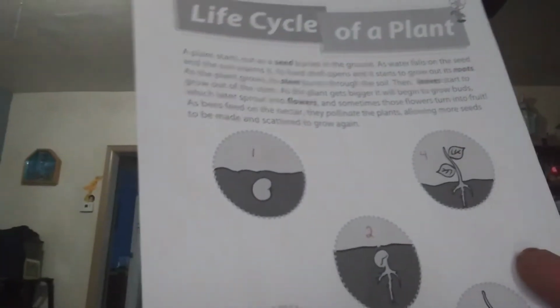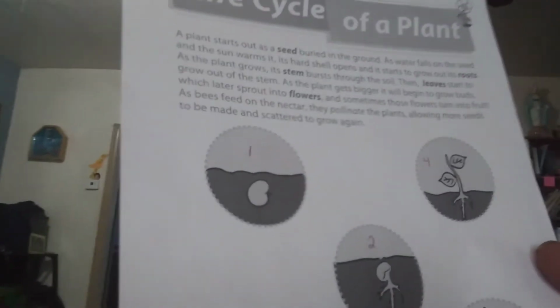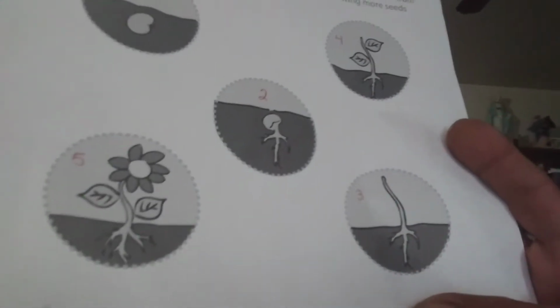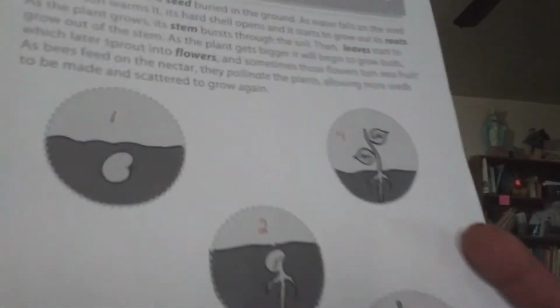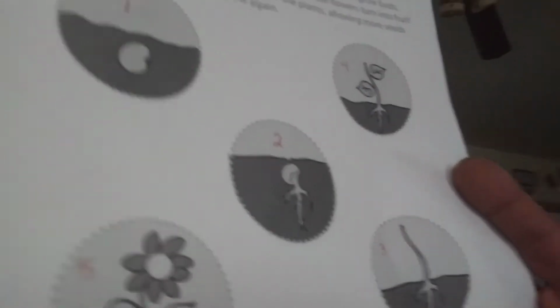plant. Here we can see where number 1 is. The seed is just barely planted. Number 2, the seed is germinating underground. Number 3, there is a stem. Number 4, there are leaves. And number 5, we have our plant. That is a life cycle of a plant.